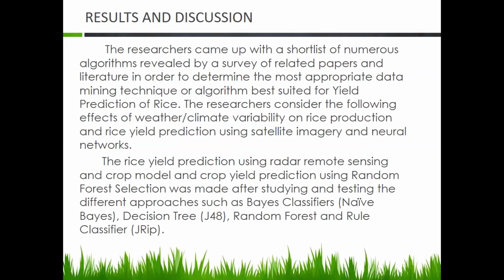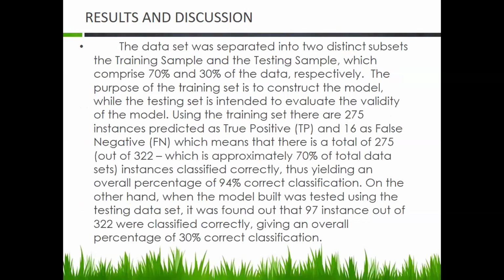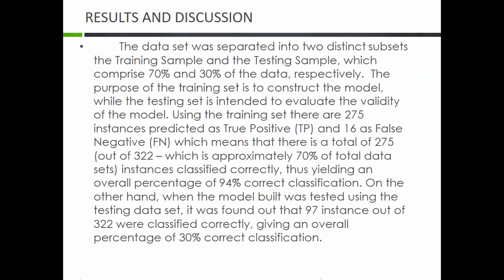So we came up with a short list of numerous algorithms. We considered the following: the effect of weather, the climate variability in rice production, and rice yield prediction using satellite imagery and neural networks. The rice prediction using radar remote sensing and crop model, and crop yield prediction using random forest, was made after studying and testing different approaches such as the Bayes classifier, decision tree, random forest, and the rule classifier. As indicated, we have tested it under 4 test options.